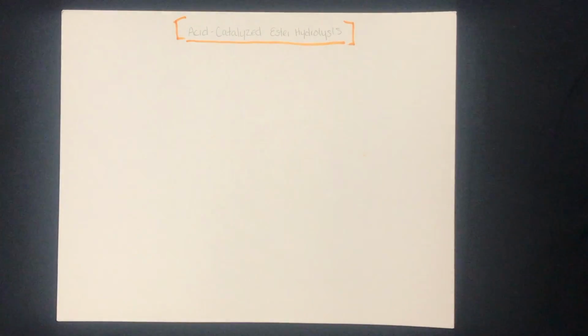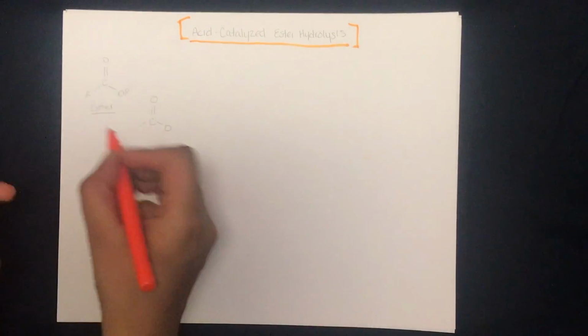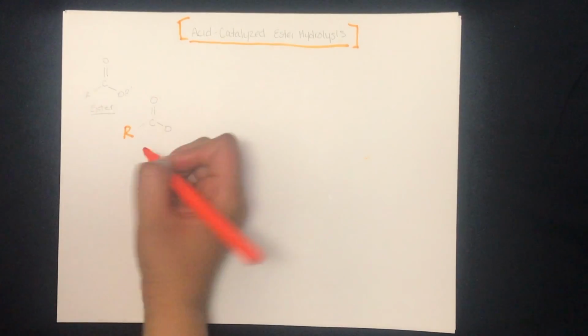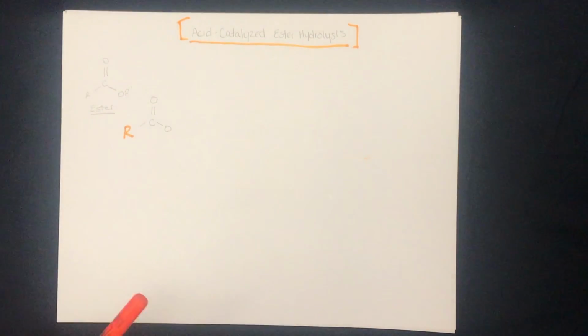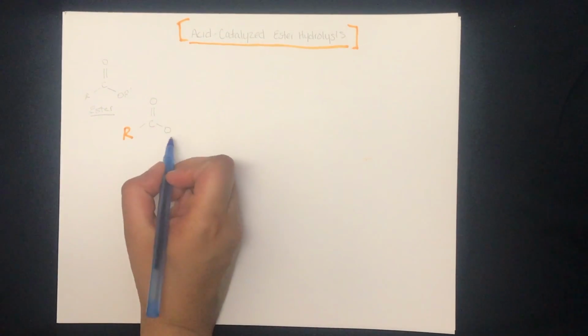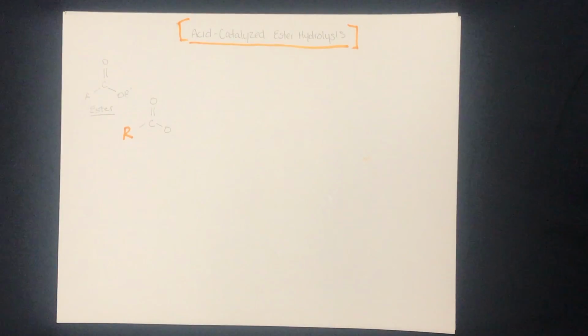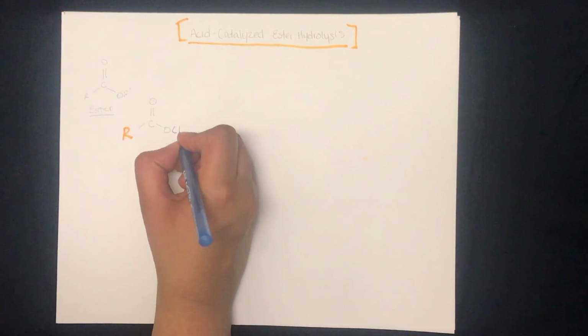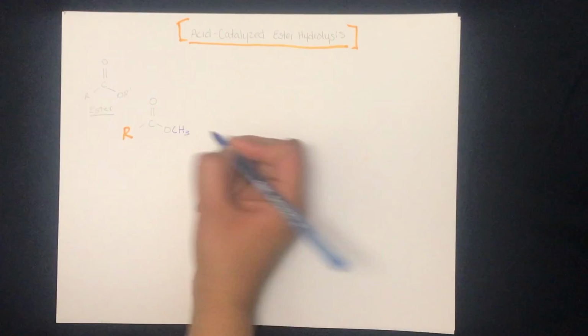Today I'm going to be talking to you about the acid-catalyzed ester hydrolysis video. I'm going to label one R group with an orange highlighter, and that R group is going to stay the same throughout the entire process. And then the other R group that is bonded to the oxygen in the ester, we're going to make a methyl group just for the purpose of this video.